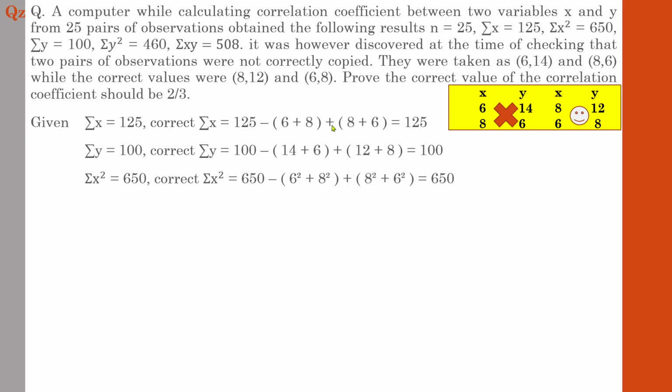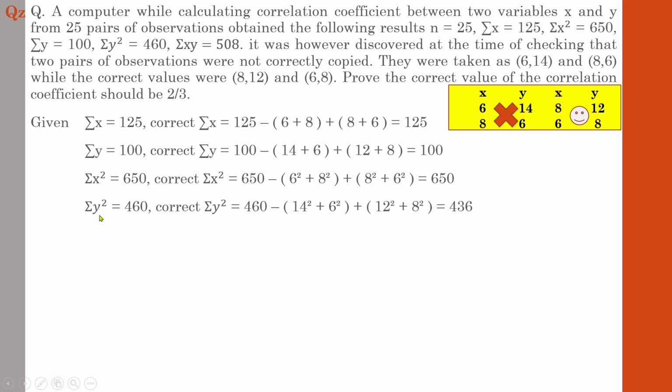Here it is said that the 6 and 8 were wrong values, so you need to take the squares of the 6 and 8 and deduct from 650, because here it is sigma x square. It is obtained by taking the total of the squares of the variables of x. So once you deduct the wrong values, you need to add back the correct values. See, here it is 6 and 8 in case of x, here it is 8 and 6 in case of x also. So the total doesn't have much effect.